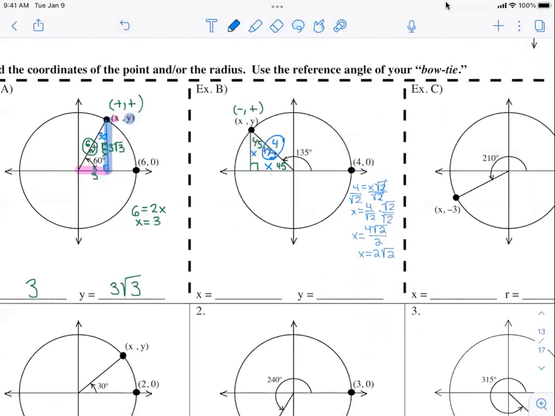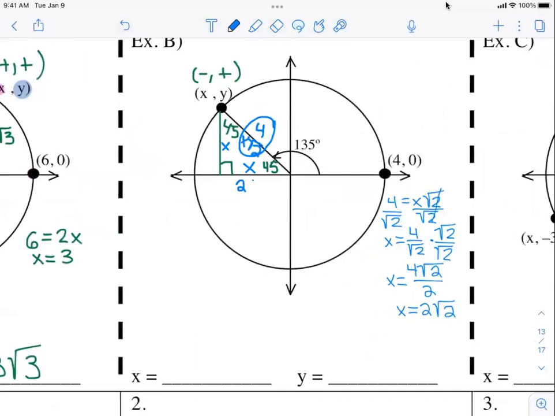Okay. So I'm going to go back and label the things we know. X is 2 root 2. So that's this side as well as this side. All right. So my x is going to be how far it is on the x-axis. So if we look at the x here and the x here, that's going to match up to be 2 root 2. And notice it's going to be negative because it's on the negative side of the x-axis.